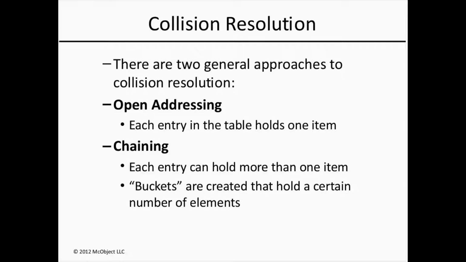There are two general approaches to resolving collisions. They're called open addressing and chaining. With open addressing, each entry in the hash table holds a single value. With chaining, each entry in the hash table is the head of a chain of pointers to values that hashed to that hash code.